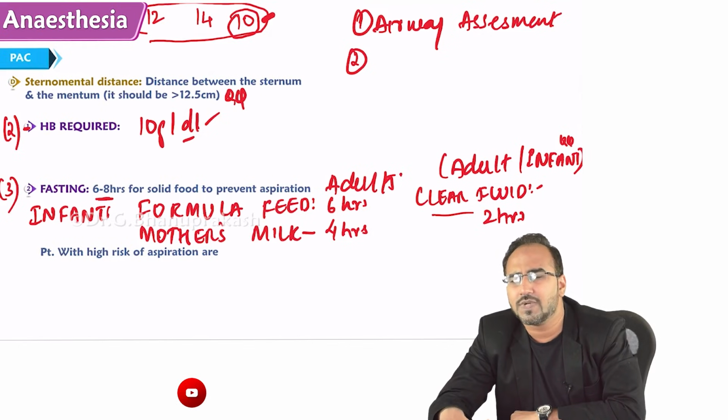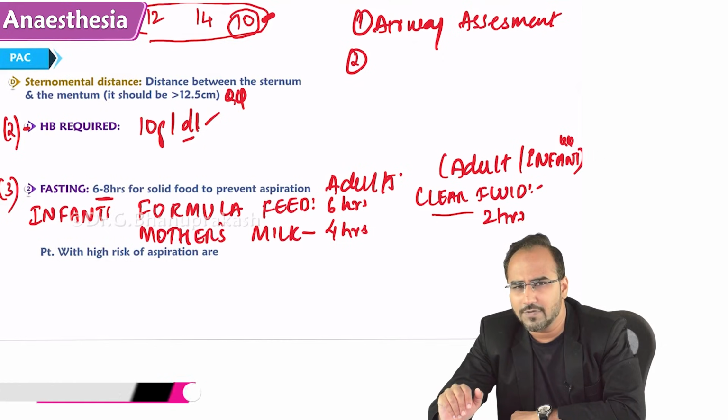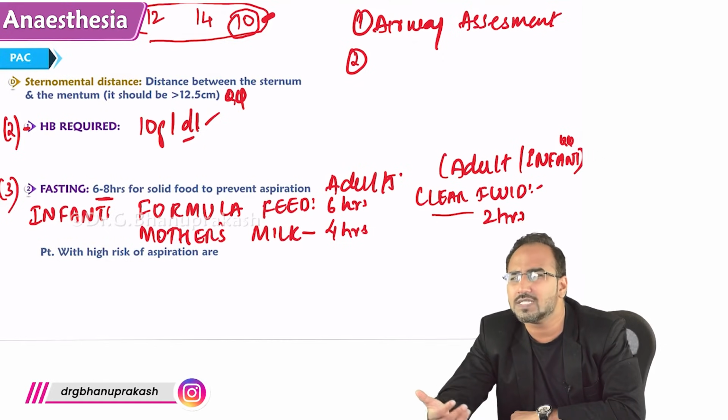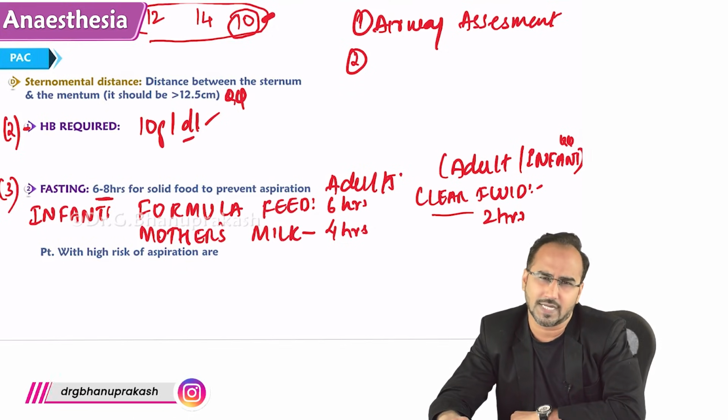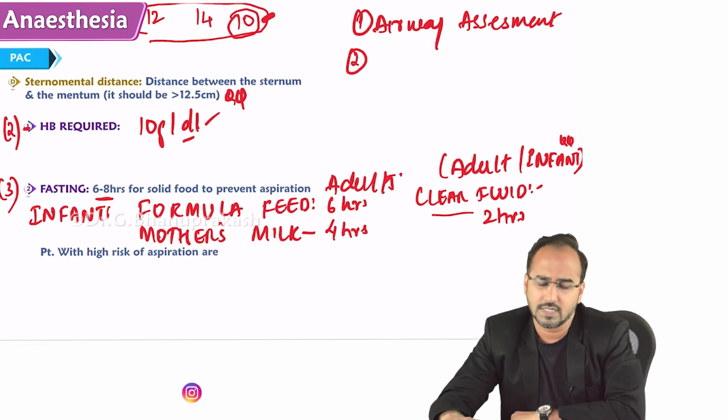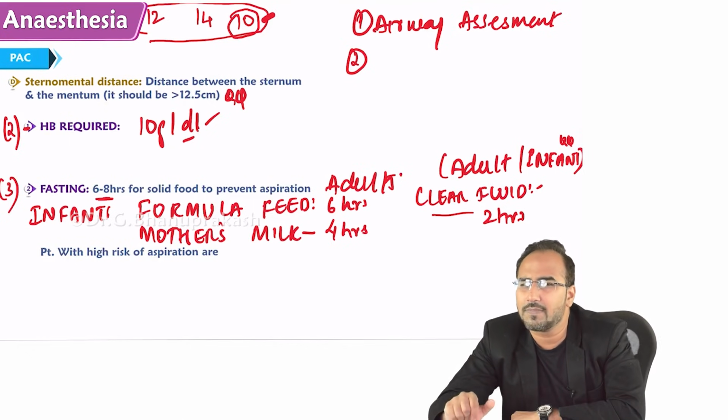So as a surgeon, you will ask, okay, when did you eat your food? The patient tells the doctor, 2 hours back I had a heavy meal. What will you tell the patient? Will you take the patient or will you not take the patient? Come on, guys. First of all, he's posted for umbilical hernia.